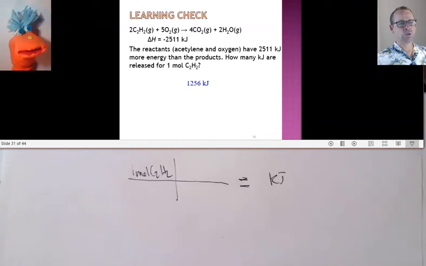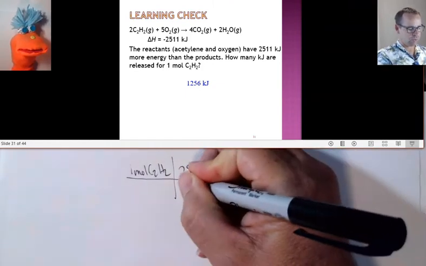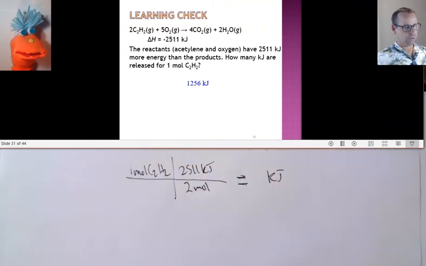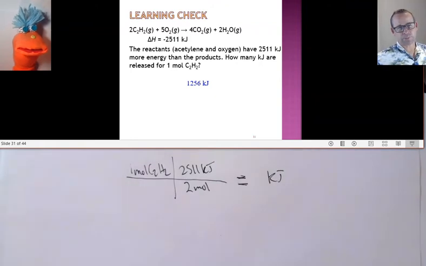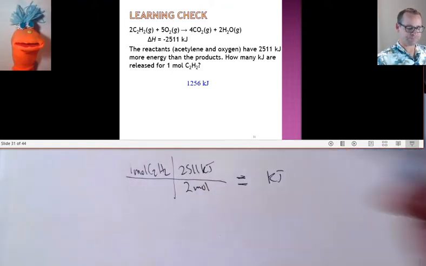Well, you know, 2,511 kilojoules for every 2 moles. Very good. 2,511 kilojoules for every 2 moles. Do you have to include the negative sign? You don't really, because the question is how much energy is released. If they wanted to know what the change in the heat energy was for 1 mole of the material, then yes, you would have to include the negative sign. But they're basically saying here how much energy is released, so you don't have to include it.